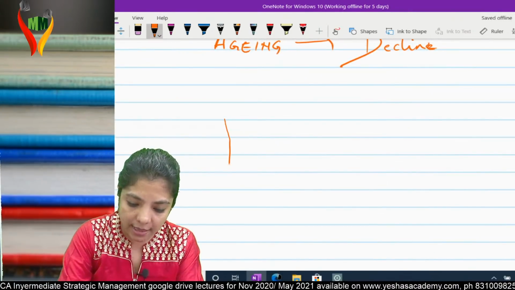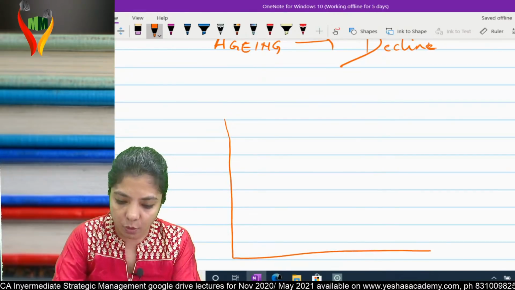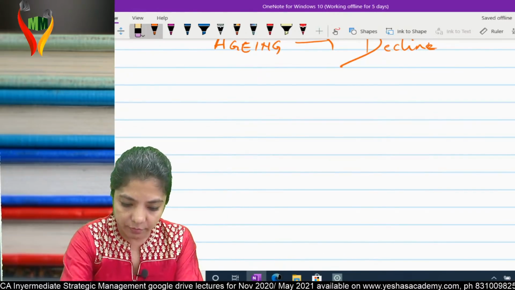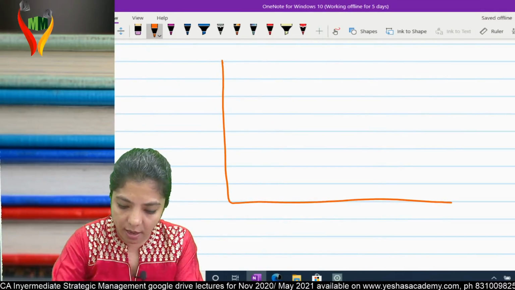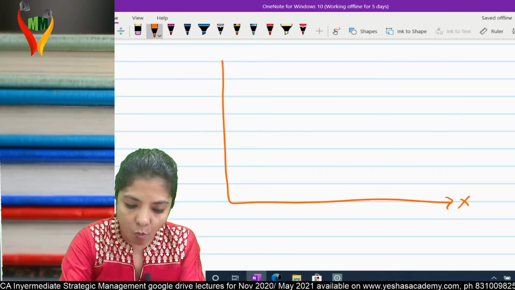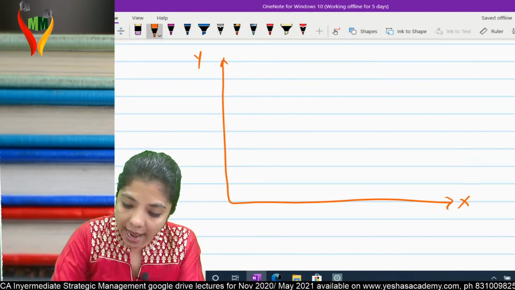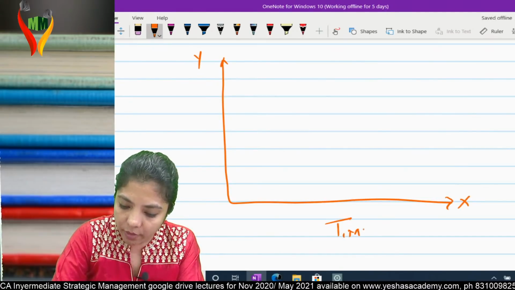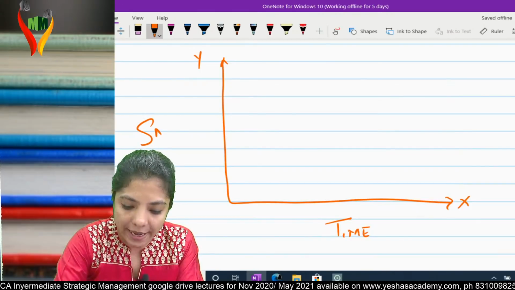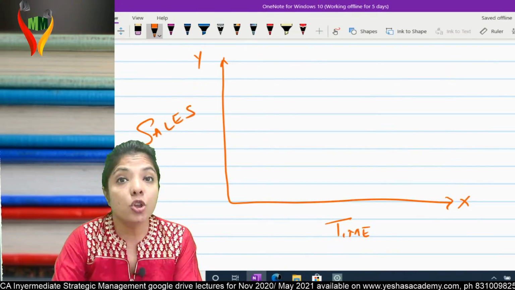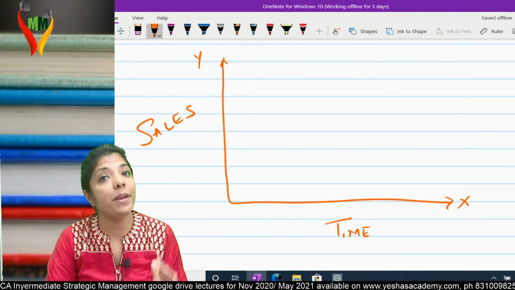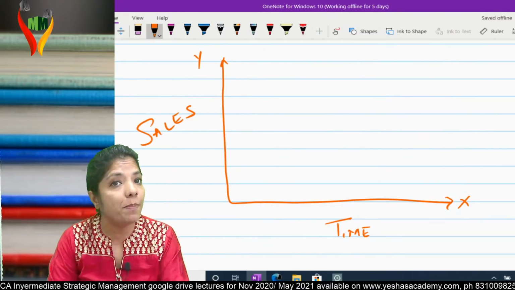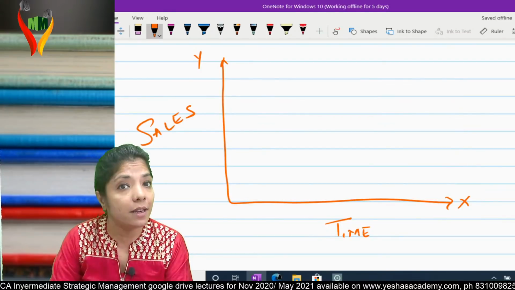Suppose you take an x-axis and y-axis. On x you are going to write time and on y you are going to write sales. You will not interchange this. On X, you will be writing time. On Y, you will be writing sales.